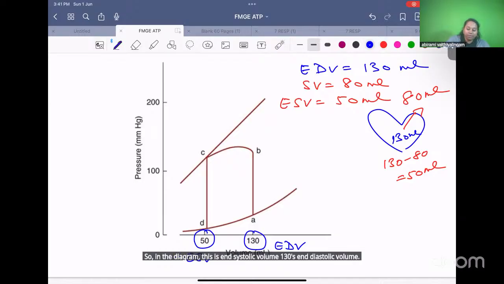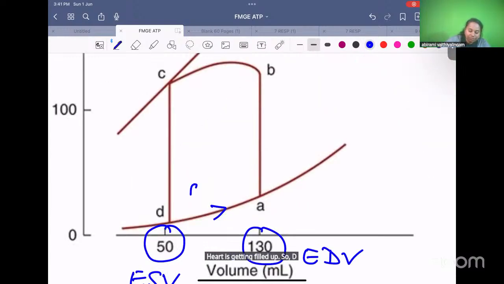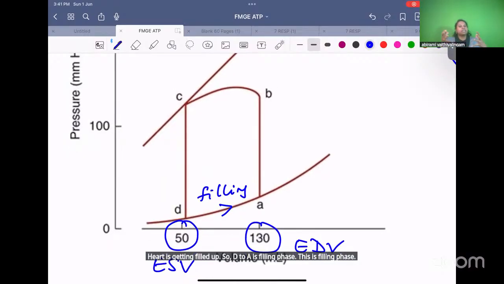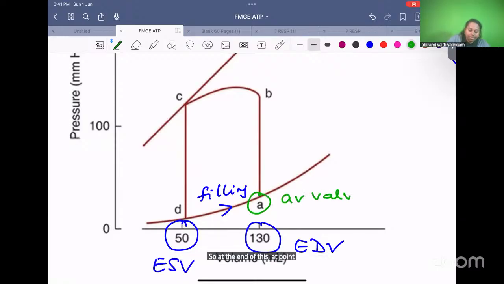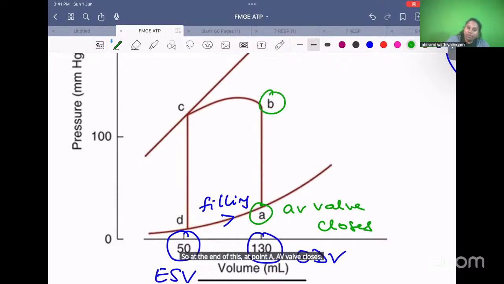Now what is happening in the heart from 50 to 130? Heart is getting filled up. So D to A is filling phase. Once the ventricles are filled up, now AV valve will close. So at the end of this, at point A, AV valve closes. Now which valve will open? Aortic valve will open.